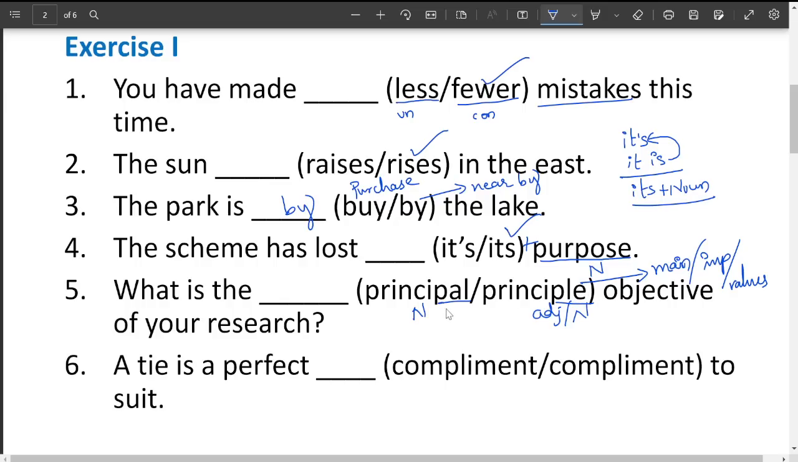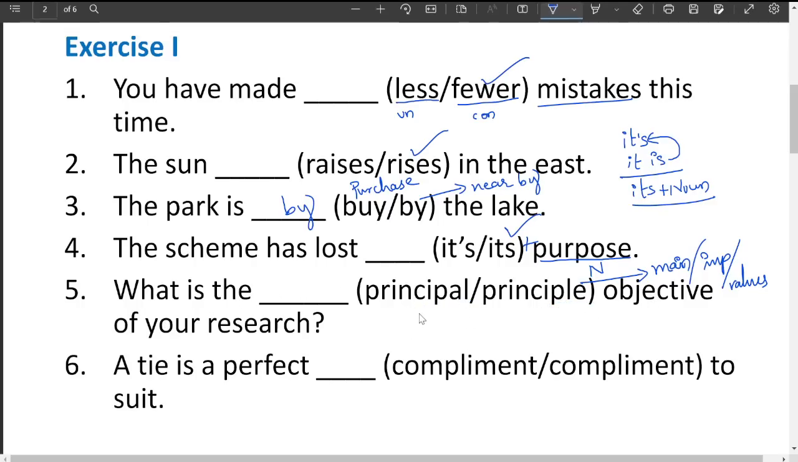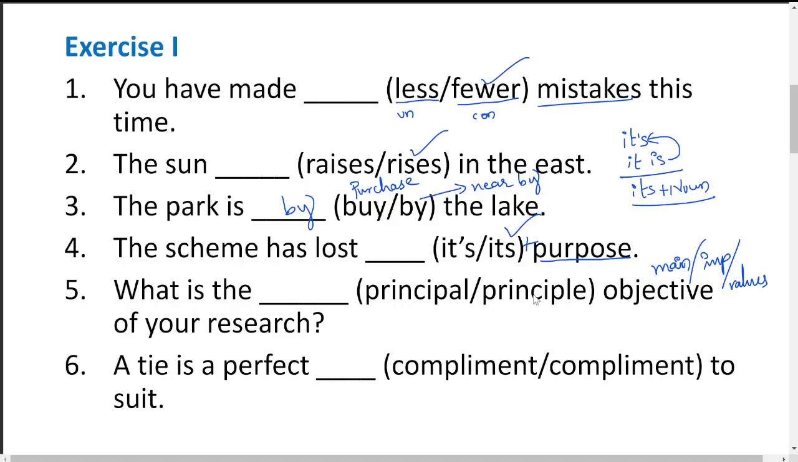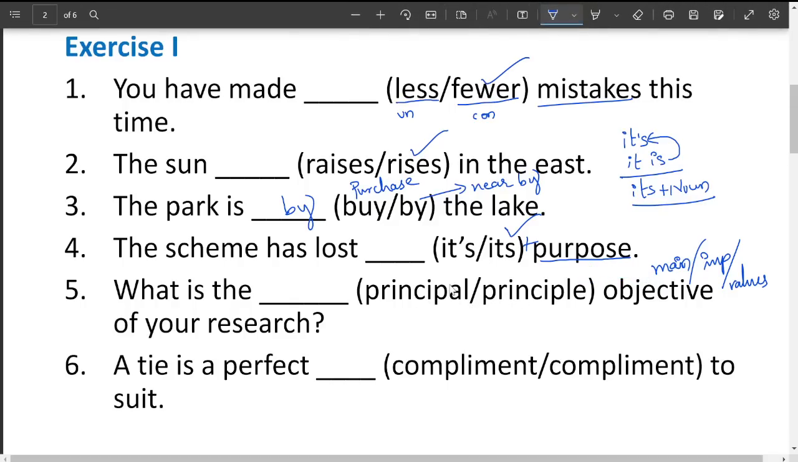Principal, the head of the institution. Principal is used as an adjective or noun, sometimes with the meaning of main or important, or you can also use it with the meaning of value. Now, what is the dash objective of your research? What is the answer you need here? The statement is given in such a way, that is, what is the important objective of your research? So can we go with principal here?